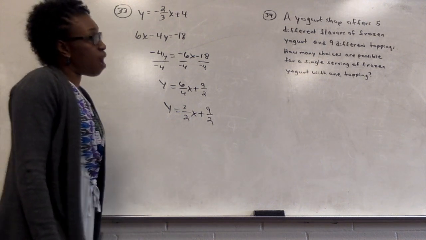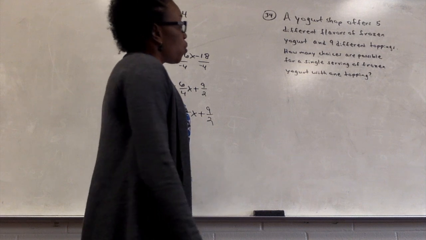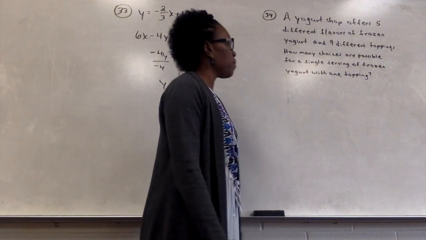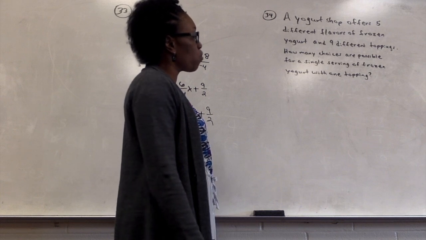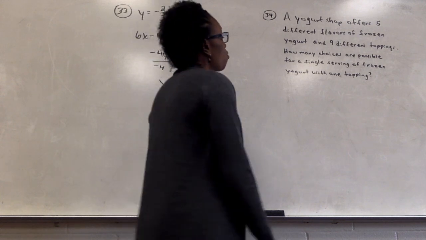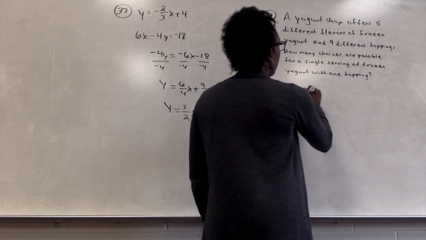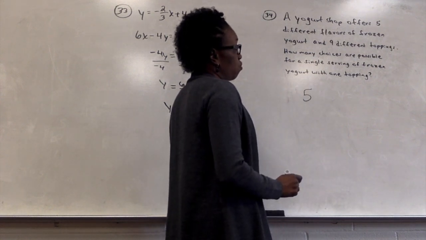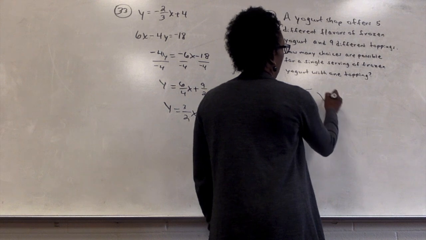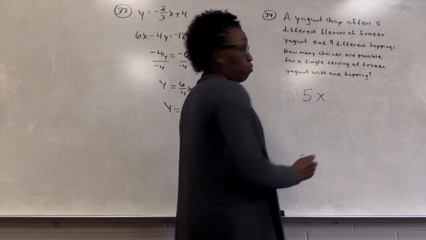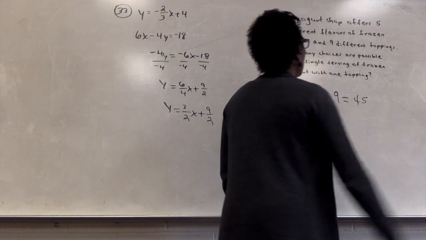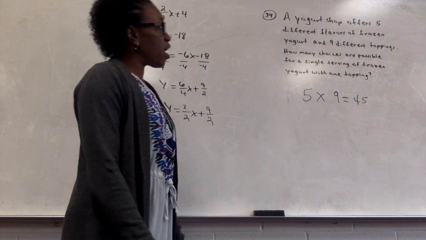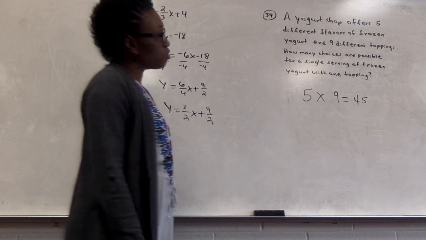A yogurt shop offers 5 different flavors of frozen yogurt and 9 different toppings. How many choices are possible for a single serving of frozen yogurt with 1 topping? So we're simply going to multiply the different flavors, which are 5, times the different toppings, which are 9. And we get 45. So the answer would be 45 choices are possible for a single serving of frozen yogurt.